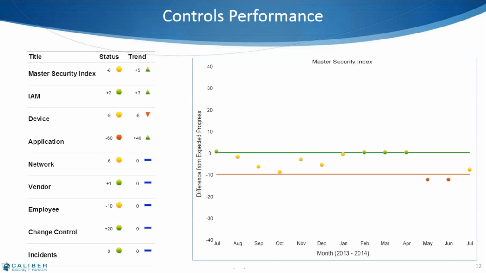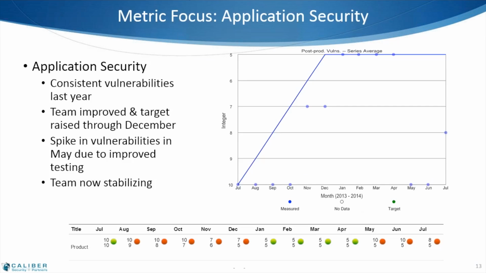So say, for example, in our application space, why is this red? And then we can use that. So this is the top view, and then if there's a story there, we can drill down. So let's focus on application security and look at its history. And I pulled this example because there's another powerful thing with targets. They don't have to be static. These targets can change over time.